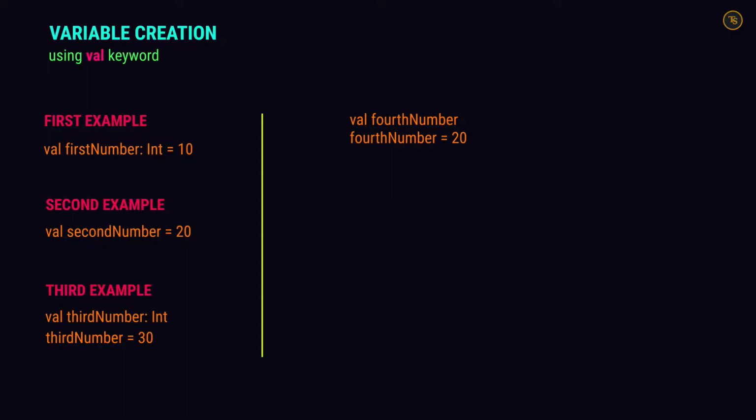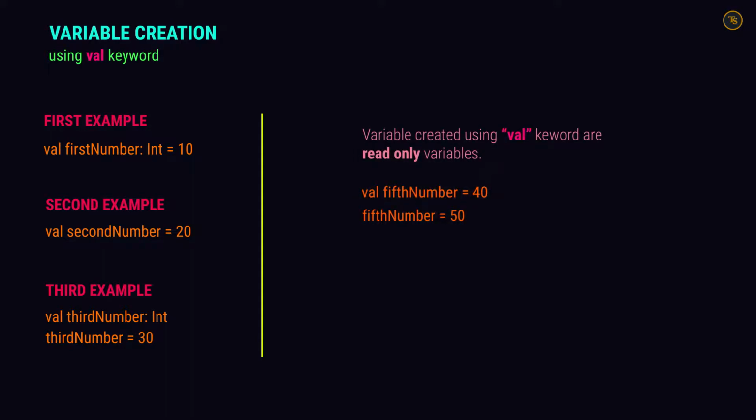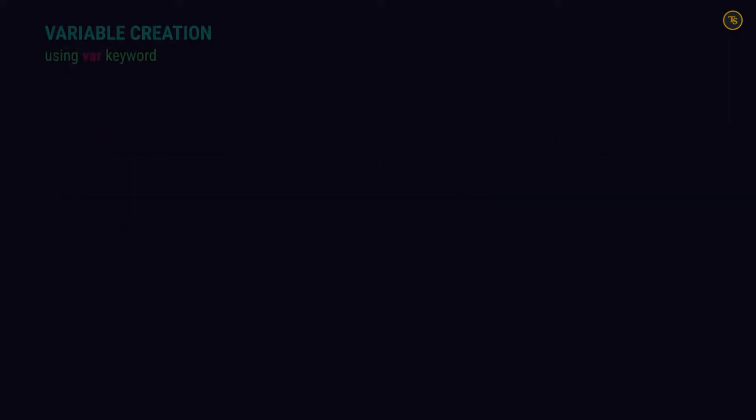Now let's understand another important thing. In Kotlin, if you are creating any variable using the val keyword, then that variable is read-only. It means once you assign the value to that variable, you cannot change it. It's very similar to a final variable in Java. If you try to assign a value to that variable, it will give you a compilation error: Val cannot be reassigned. Now let's see how to define a variable using the var keyword.